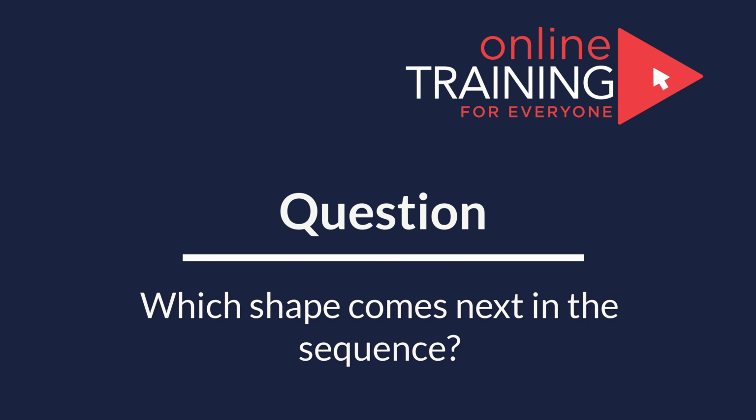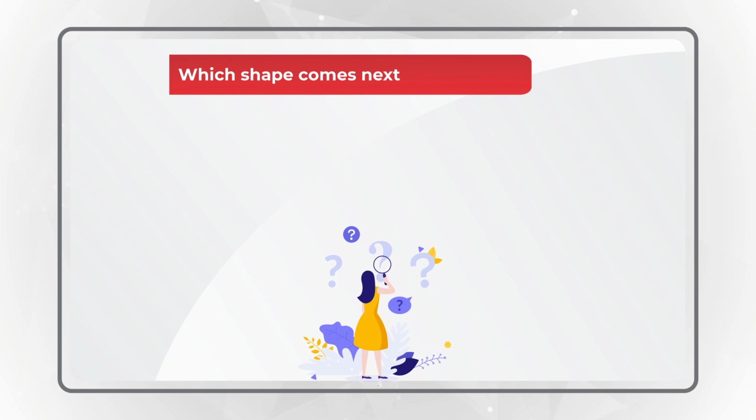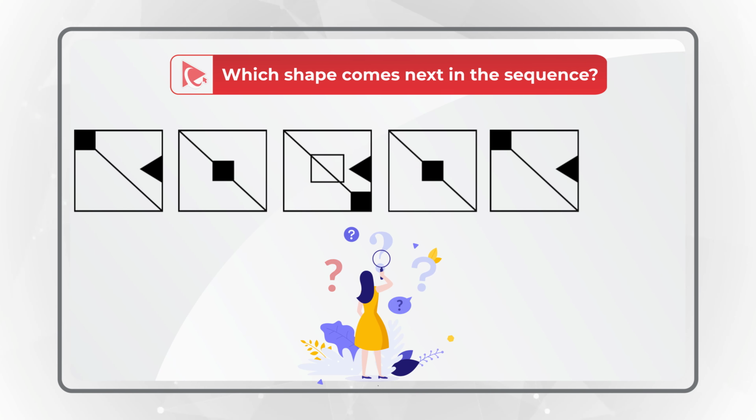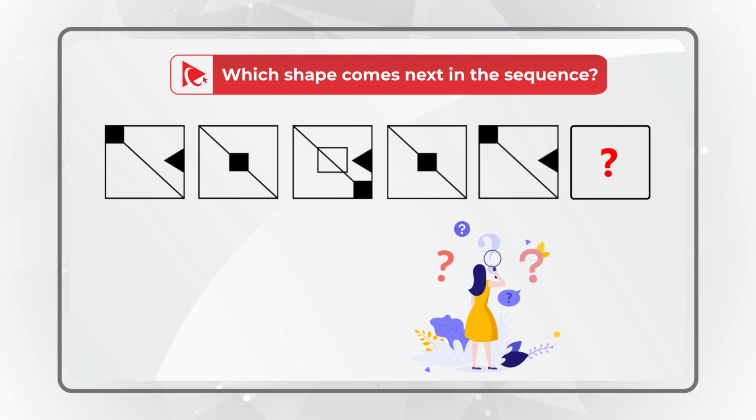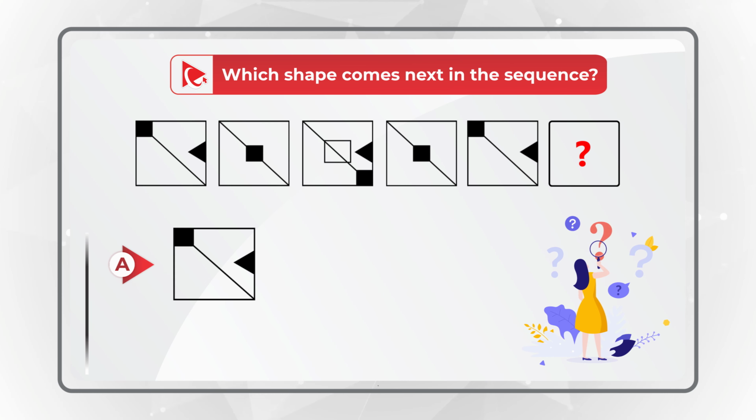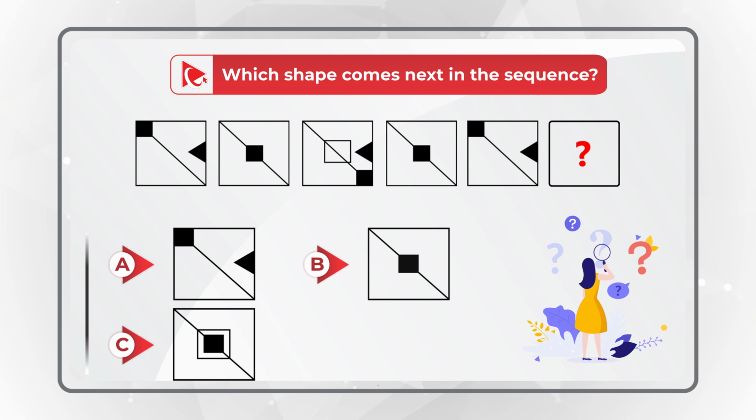Here's an amazing question which tests your analytical skills. You need to determine which item comes next. And you're presented with the series of 5 rectangles, and the 6th rectangle is missing. You need to select one of 4 different choices. Choices A, B, C, and D.